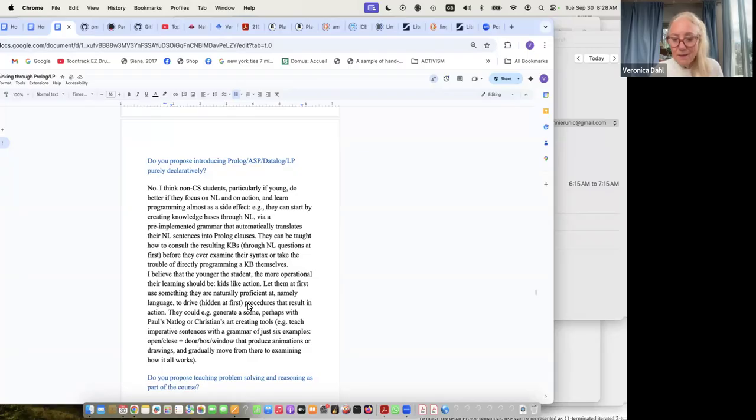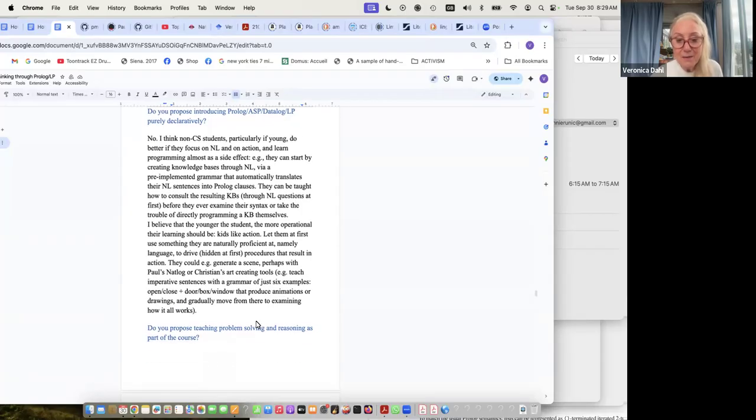So let them use what they know, language, and motivate them with action. They're naturally proficient at language, so they can use language to drive procedures that result in action. And these procedures are hidden at first. As needed or as appropriate, they can be uncovered and examined for further learning. For instance, they could generate a scene, perhaps using Paul's Datalog or Christian's art creating tools, and tie up with what teachers have to teach them anyway.